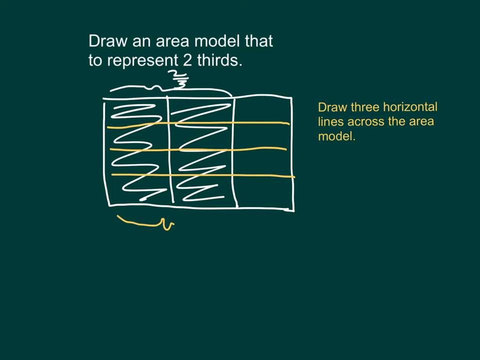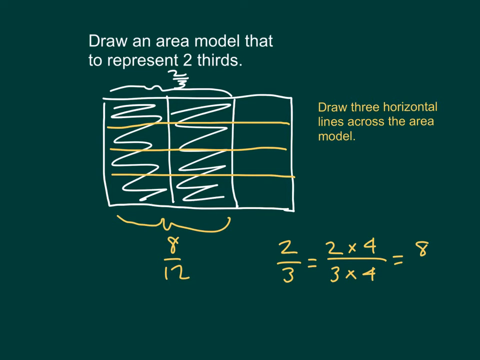Let's label this as 8/12, and we'll write out our multiplication sentence as well. We had 2/3, and as we stated, we had 4 times as many, not only in the numerator, but also in the denominator. And that's why we have 2 times 4 is 8, and 3 times 4 is 12. Read with me. 2/3 does equal 8/12. And make sure you have this written on your paper as well.